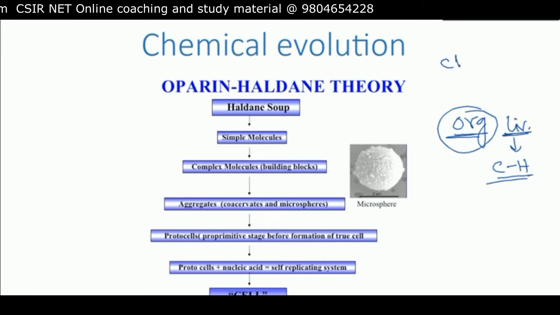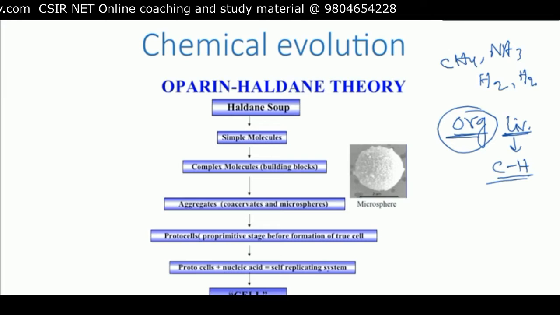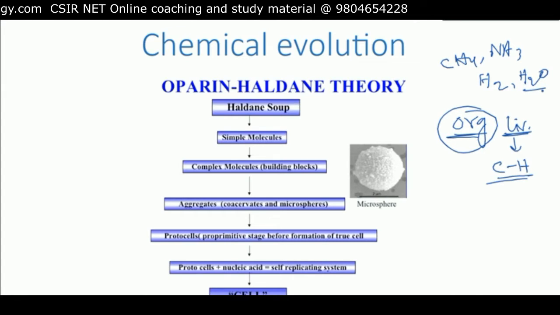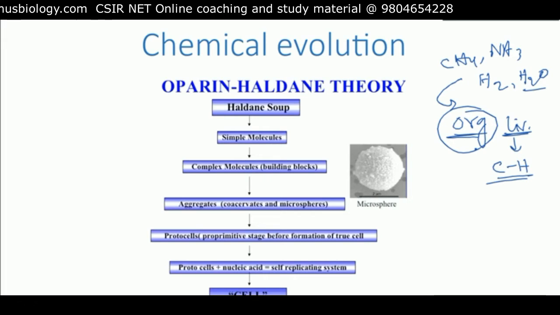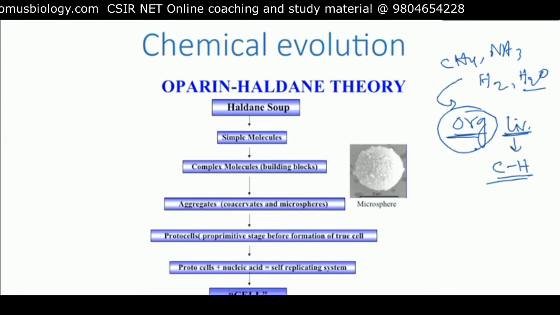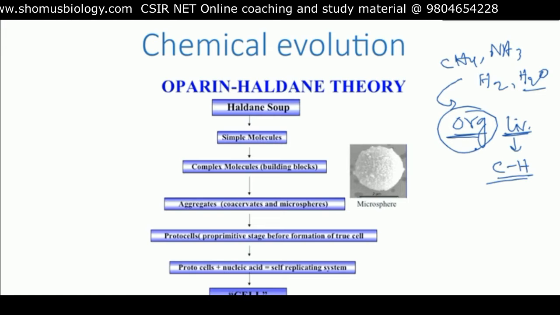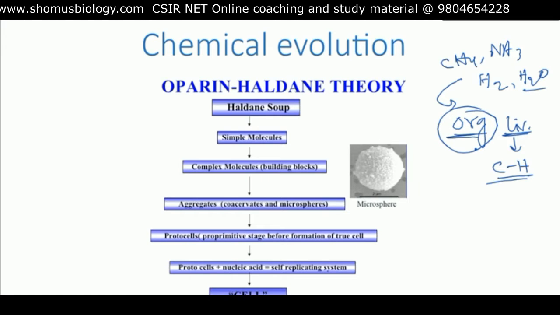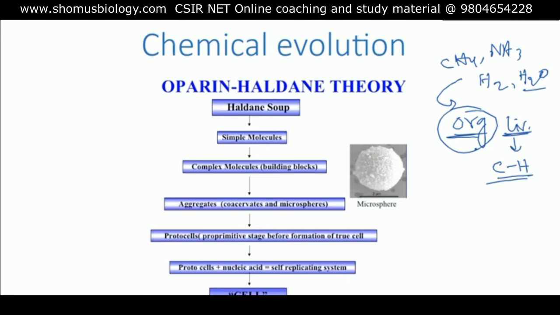The atmosphere contains methane, ammonia, hydrogen, and water vapor. How did this ammonia, methane, and hydrogen get converted into hydrocarbons? That is the missing link, and it was addressed by Oparin and Haldane. They proposed a very simple hypothesis: why can't these inorganic compounds be linked, or fused, to produce an organic hydrocarbon? But they stated that for this process to occur, two things are mandatory. What are those two things?